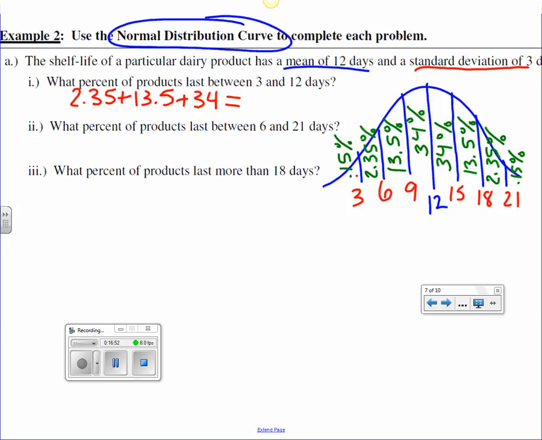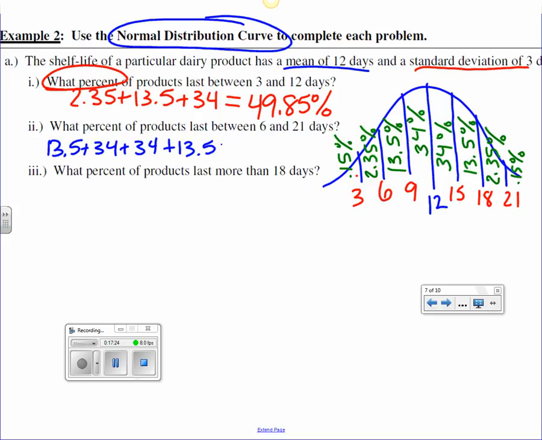What you got? Okay, so that's the answer because it said what percent? 49.85%. Okay, all right. What percent of products last between 6 and 21? I take the numbers in between them, and what do I do with each of them? Add them up. So 13.5 plus 34 plus 34 plus 13.5 plus 2.35. Okay, so you add up your percentages.